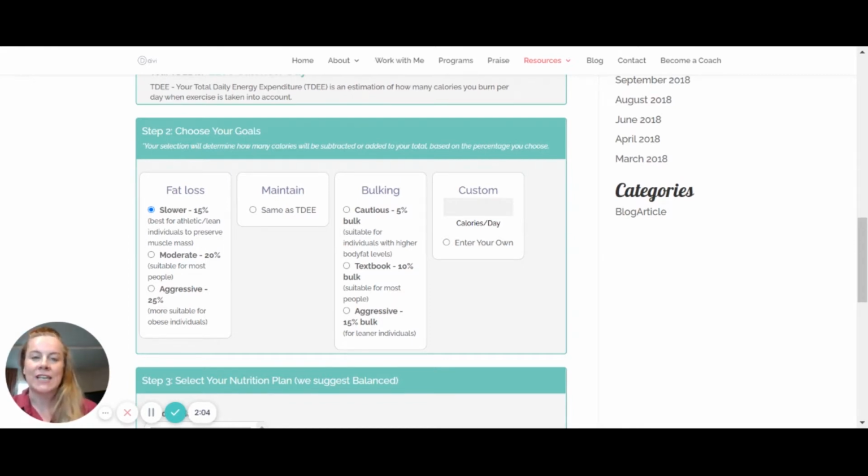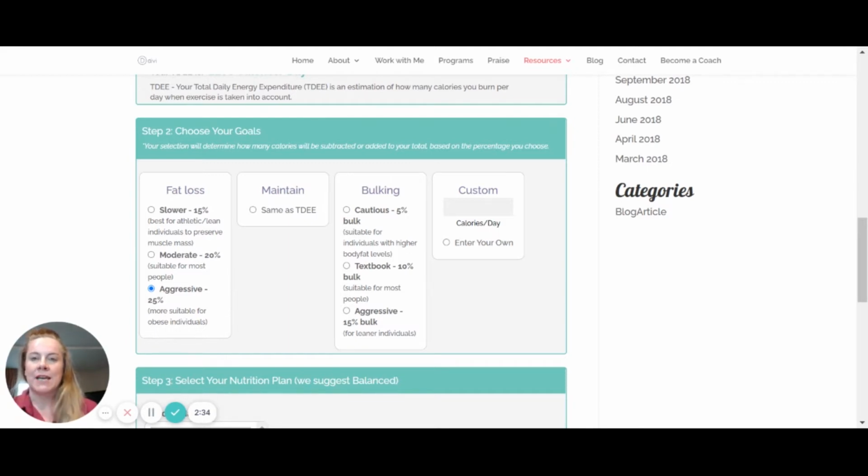Why? Because when you diet, you actually pull from both muscle and fat in order to burn calories. So you want to actually go with a much slower rate of loss if you want to preserve as much lean muscle tissue as possible. Moderate is probably good for most people. Aggressive usually means you're going to be hungrier because you have fewer calories. It's more suitable for obese individuals.